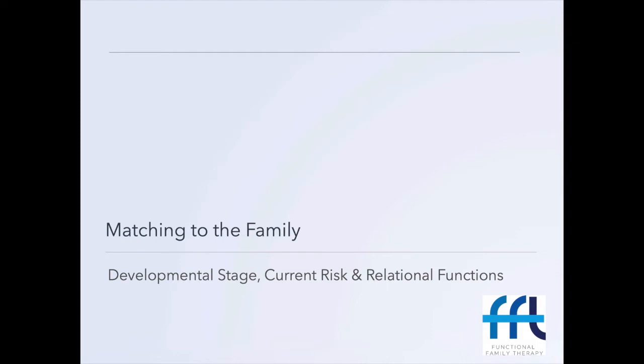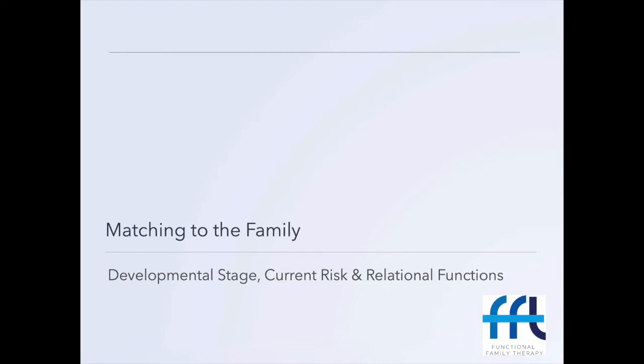Three features. First, the developmental stage of the family. As we've talked about, families with young kids have very different risks and needs and features that are important to them than families with adolescents or young adults. Secondly, current risk. Current risk is part of the context of the family that will help us identify what's pressuring them, what's pushing on them, what's their biggest challenges, and what are their biggest risks for the future functioning of the family and the people in it.